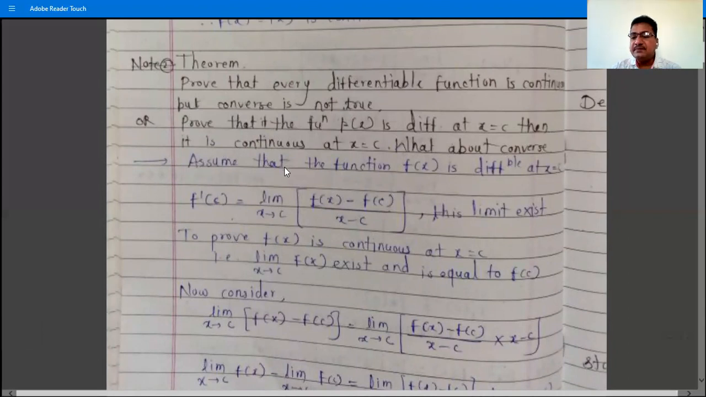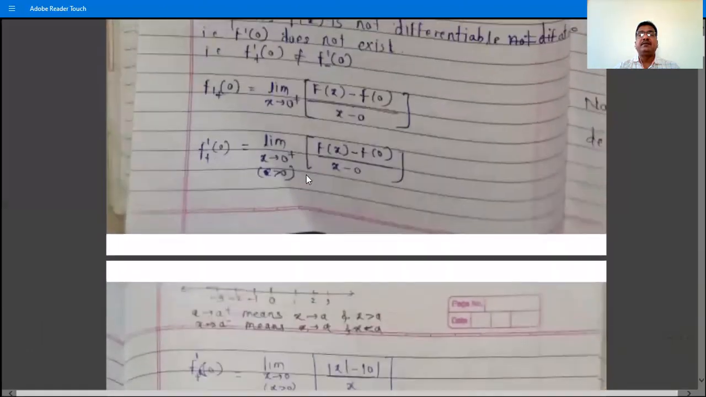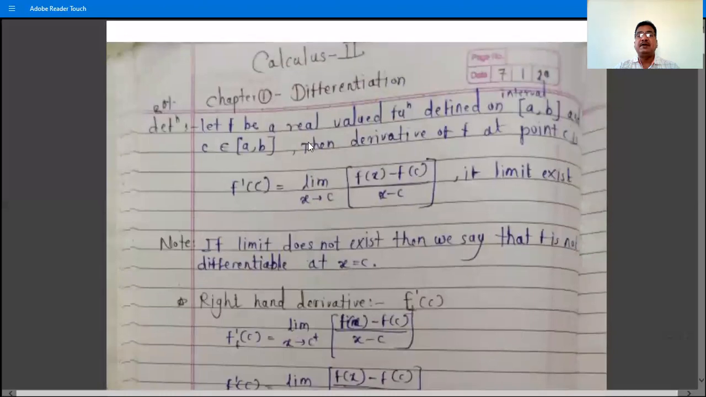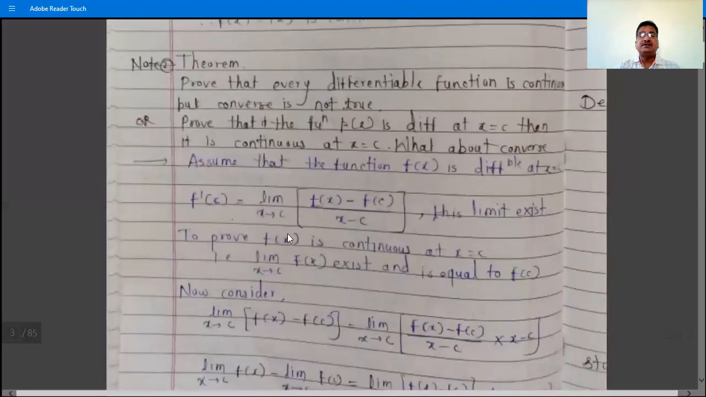So assume that the function f(x) is differentiable at the point x is equal to c. Now we have to show the function f(x) is continuous at x is equal to c. So the function f(x) is differentiable at x is equal to c. By the definition of differentiability, we have that f'(c) is equal to the limit x tends to c of (f(x) minus f of c) divided by (x minus c).